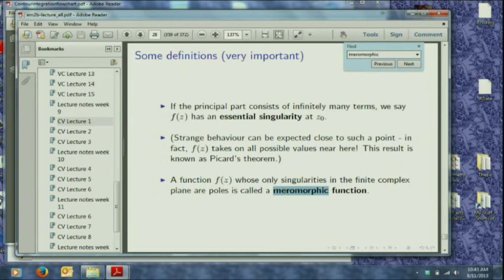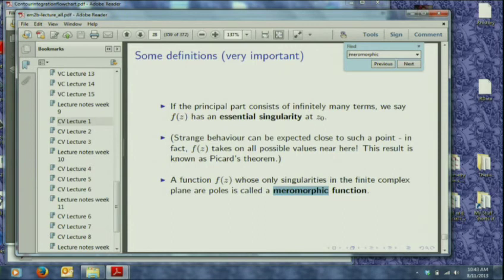Aha! A function whose only singularities in the finite complex plane are poles is called meromorphic. That's just obvious now, right? Well, apparently it's to do with these Laurent series. If your Laurent series has infinitely many negative powered terms, then that's called an essential singularity, and it's basically saying if your function doesn't have any essential singularities, it's meromorphic.